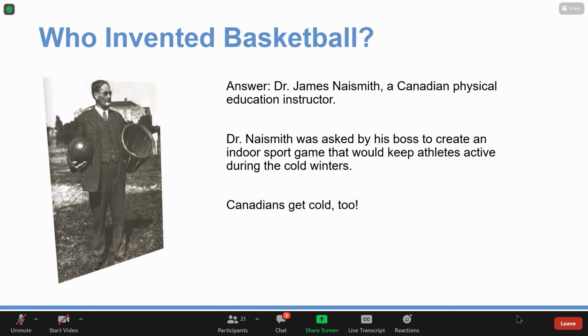So what happened was that he was asked by his boss to create an indoor sport because Canadians get cold too. In the winter, it was super cold outside. So he created basketball as an indoor sport. And I'm guessing from the picture, it was just someone holding a basket, literally speaking, and then they just have to throw the ball in it. And then it became different. But I didn't know that until I read the book. I didn't know that basketball was a Canadian invention. So they might ask you about the name of the person who invented basketball.